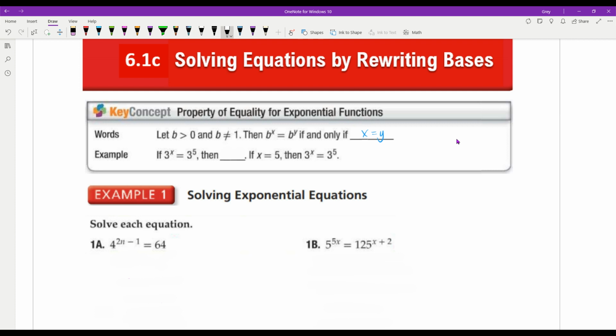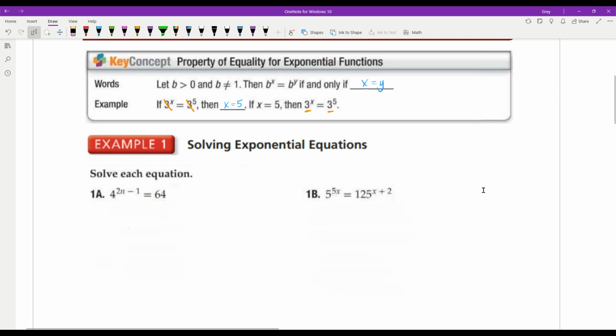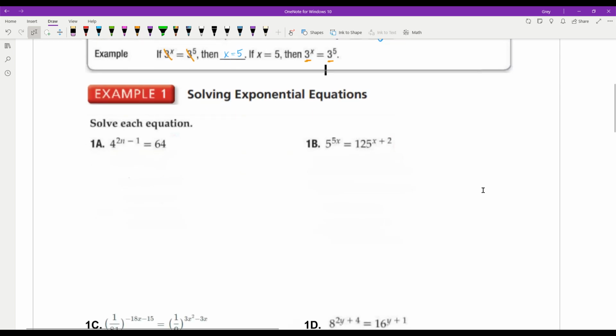So in this example with numbers, if 3 to the x equals 3 to the 5th, then I can ignore the 3's and say that x equals 5. Or if I want to say x equals 5, then I can exponentiate. As long as I have the same base, then 3 to the x equals 3 to the 5th, however you want to say that. Okay, so let's look at these examples that we have.